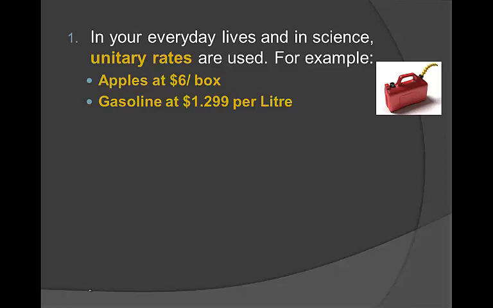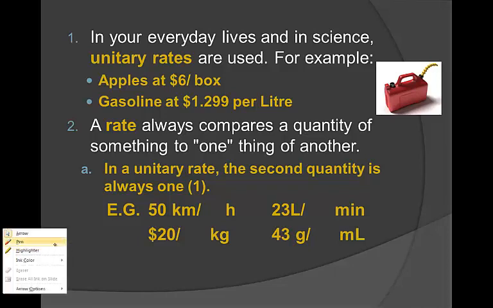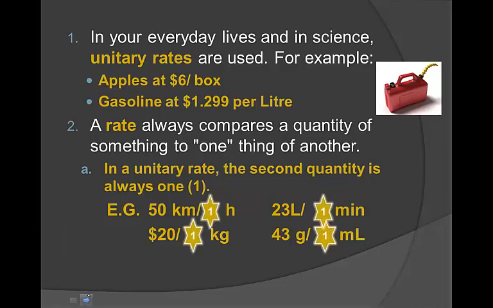per box. Similarly, you could go to the gas station and buy gas at $1.29 per liter. So for every 1 liter of gas, you have to pay $1.29. Now, a rate always compares a quantity to one thing of another. In other words, in a unitary rate, the second quantity is always a 1. 50 kilometers an hour really means 50 kilometers per 1 hour. 23 liters of fuel consumption per minute really means 23 liters per 1 minute. Even if that 1 isn't explicitly stated, it's actually there.